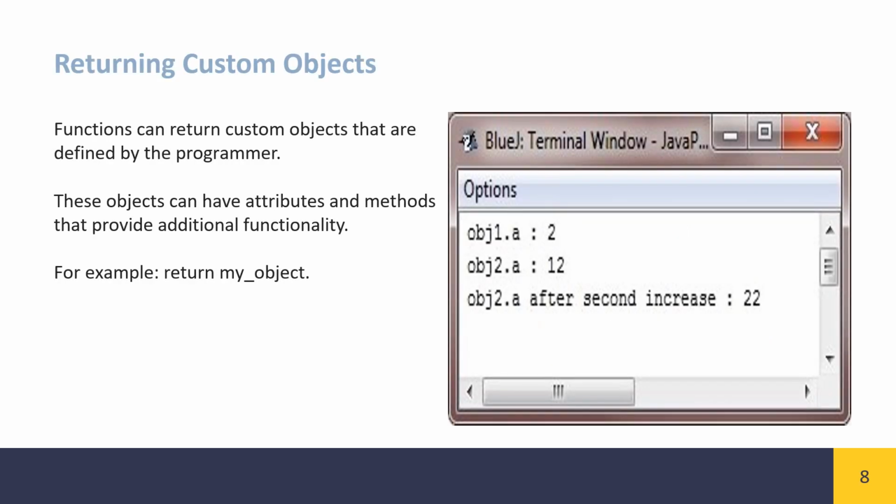Returning custom objects. Functions can return custom objects that are defined by the programmer. These objects can have attributes and methods that provide additional functionality. For example, return my object. Here is the example program.